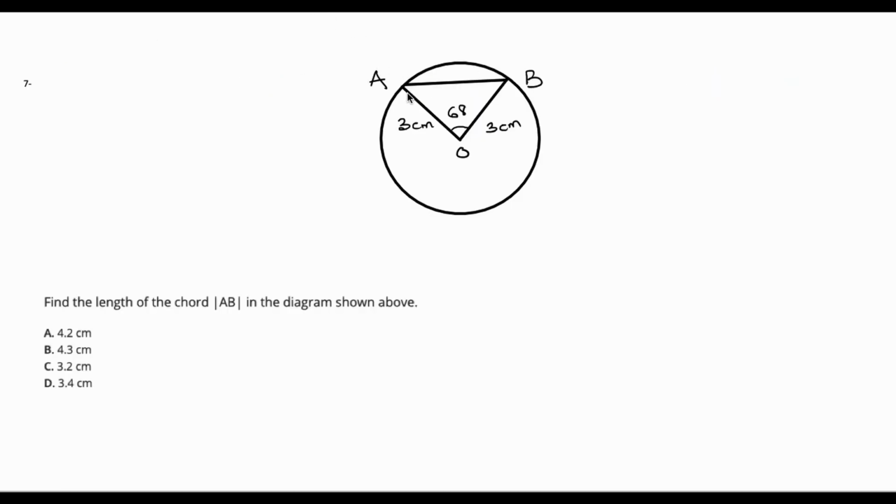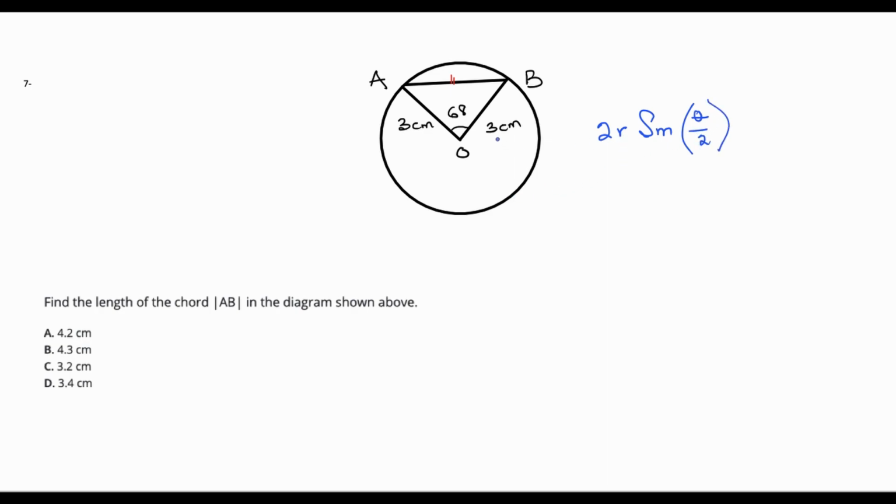Question 7 says, find the length of the chord AB in the diagram shown above. Now, the chord is a line that touches two parts of a circle without passing through the center. So this particular line here. And the formula for finding a chord is 2r sine theta over 2.